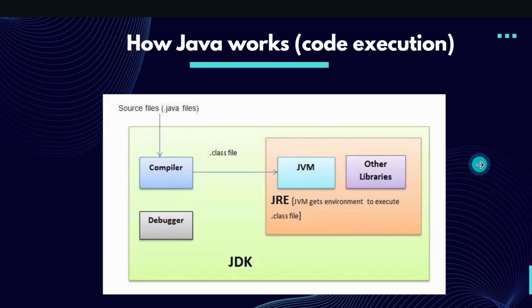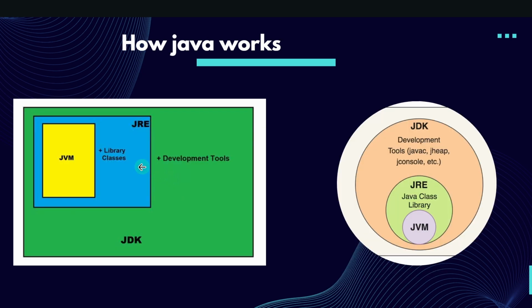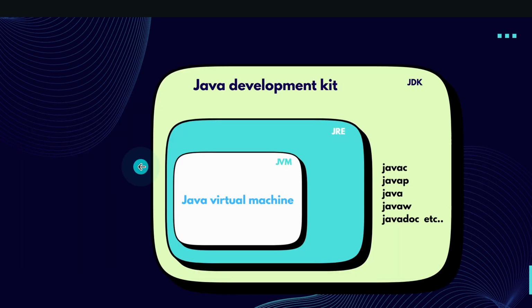First of all, the source code, the dot Java file, you will give to the JDK, that's what we have downloaded. In the JDK we have the compiler, that's what I said earlier, and that's what I have said here also. In the JDK we have tools. Javac is nothing but the Java compiler. Here only our code will be converted to bytecode.